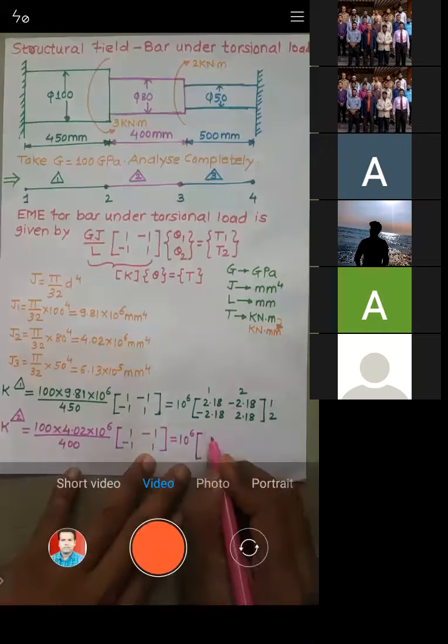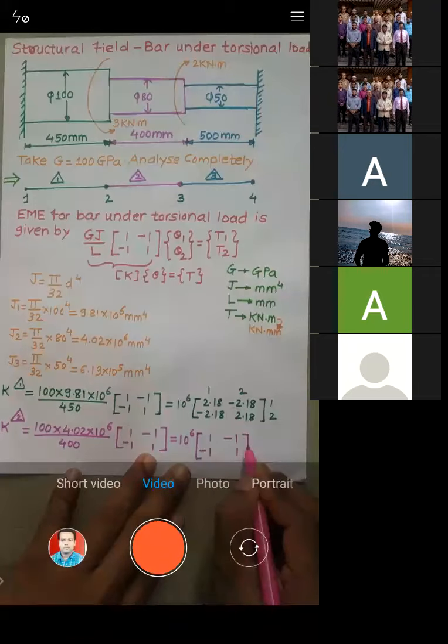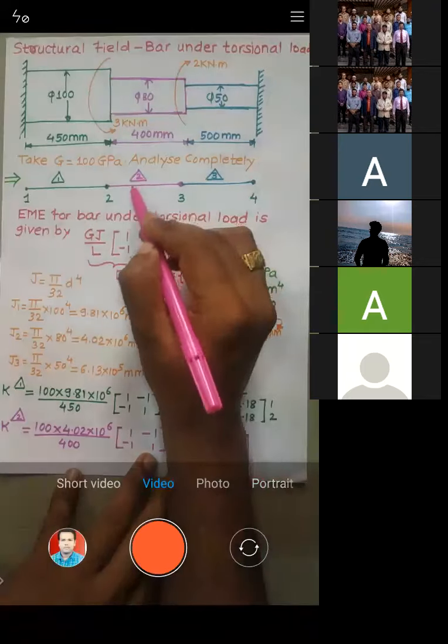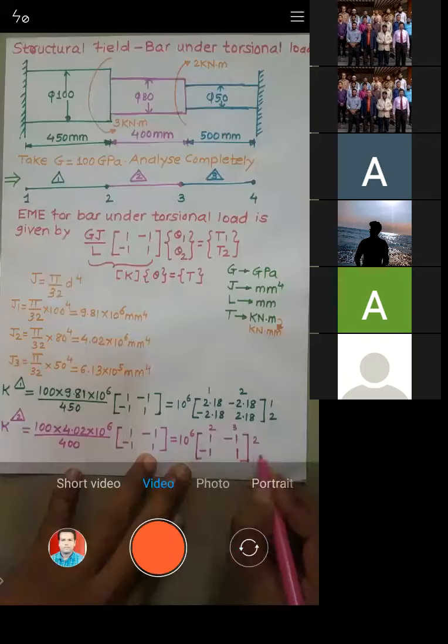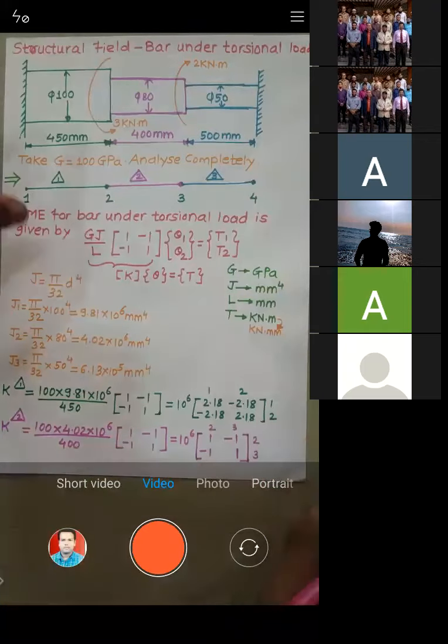So this is 1, minus 1, minus 1, 1, right? See, if you talk about element number 2, it is between node 2 and 3. Okay, so I will write down this 2, 3 and 2, 3. Okay, now let's do this.